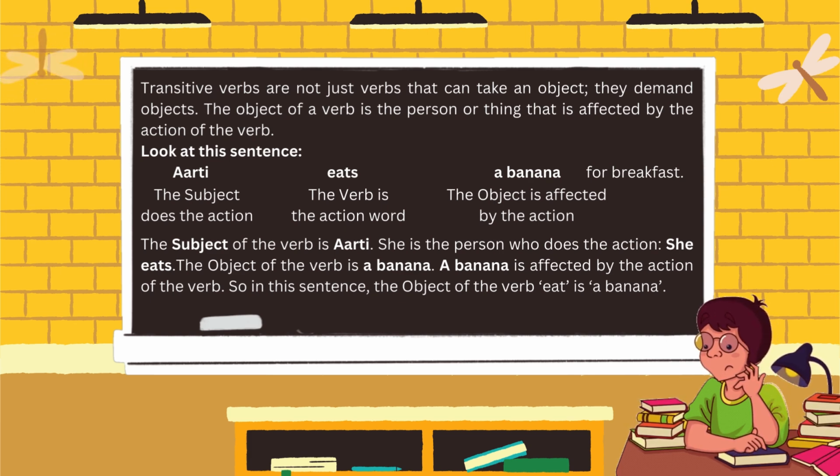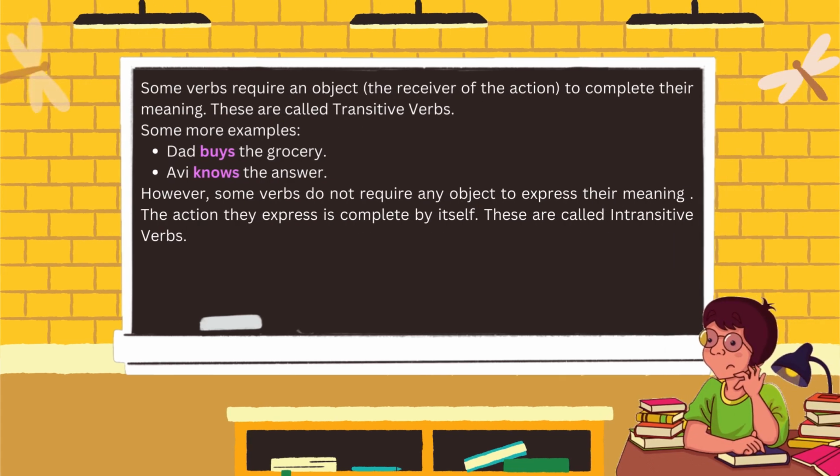For breakfast. The subject of the verb is Aarti. She is the person who does the action. She eats. The object of the verb is a banana. A banana is affected by the action of the verb. So in this sentence, the object of the verb eat is a banana. Some verbs require an object, the receiver of the action, to complete their meaning. These are called transitive verbs.